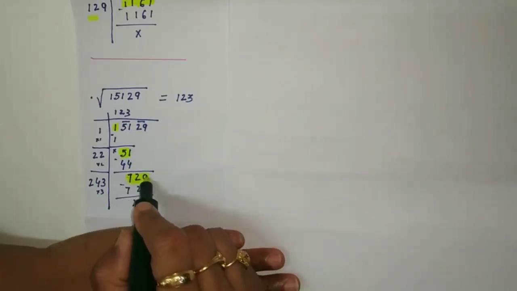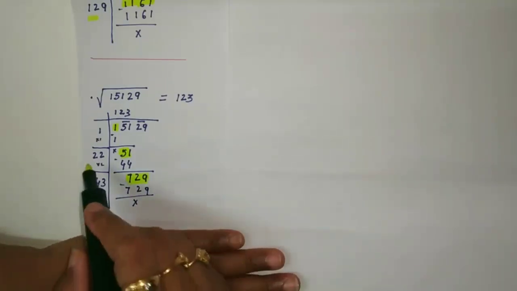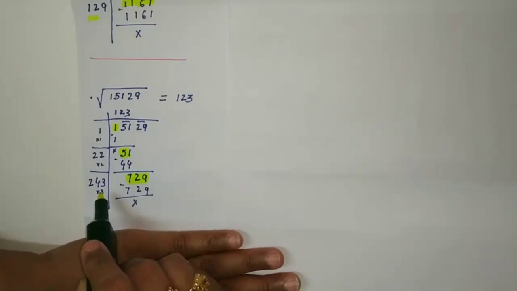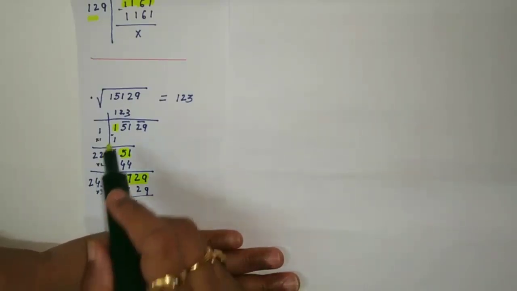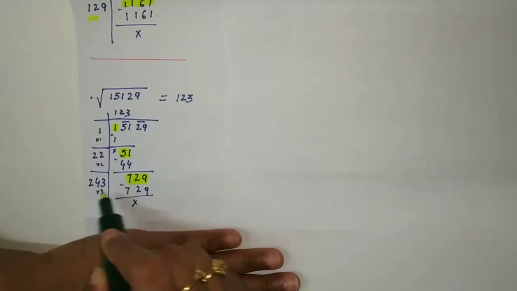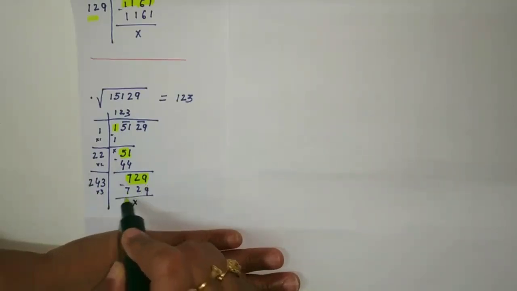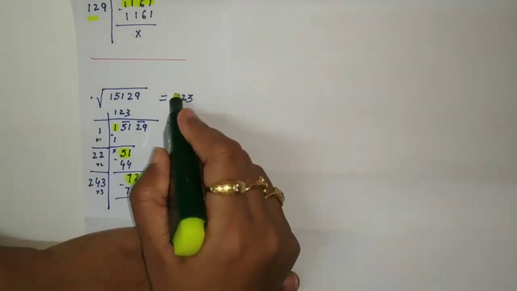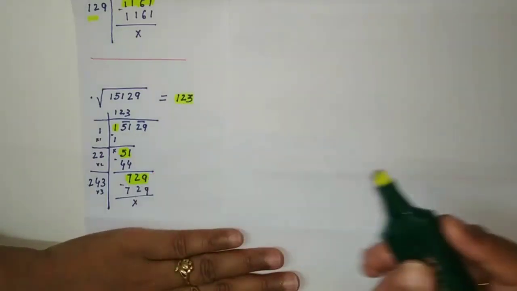So the next number that we see is 729. 22 plus 2 is 24. To this which number will be multiplied? Try with 1, 2 and I got it with 3. So 3 3s are 9, 3 4s are 12, carry 1, 3 2s are 6, plus 1, 7, 29, remainder 0. So the answer is 123.